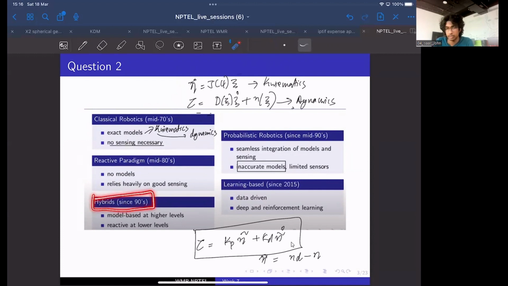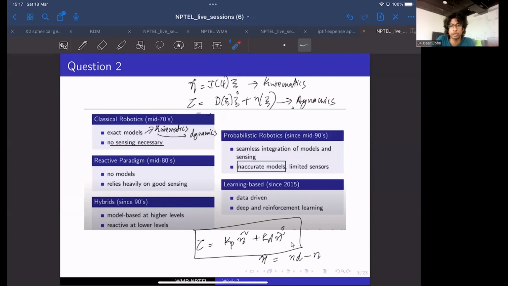During the 90s, it evolved further, and basically we have a hybrid scheme. So it will have a model based approach at higher levels and a reactive one at lower levels. Higher levels and lower levels basically means, if you are using cascaded control, as you might have already seen in the lectures, it uses kinematic control at the outer loop or higher level, and it uses dynamic control at a lower level. So again, it's basically a combination of classical robotics that is purely based on models, and the reactive paradigm that relies on sensors also.